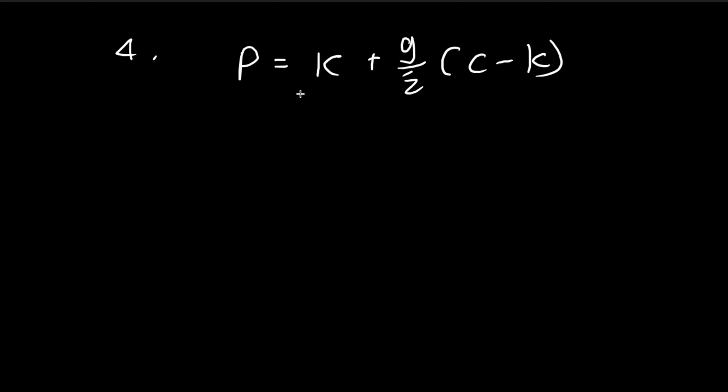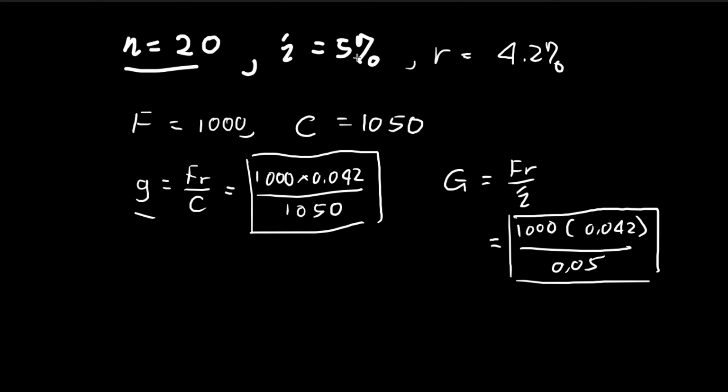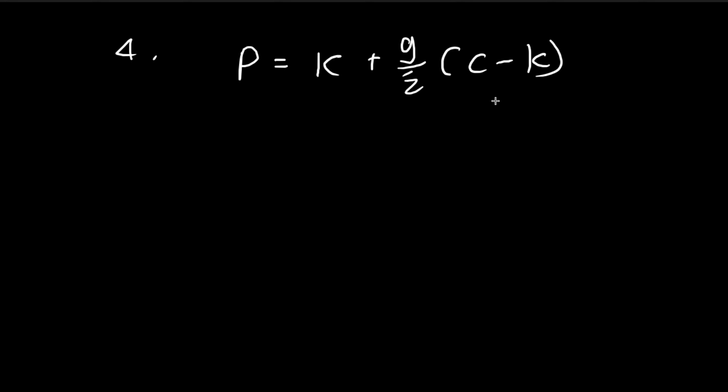For the last formula, we're going to use Makeham's formula. And Makeham's formula is equal to K plus G over i times C minus K. K is the present value of the redemption value. So all we have to do now is just substitute everything into this formula.